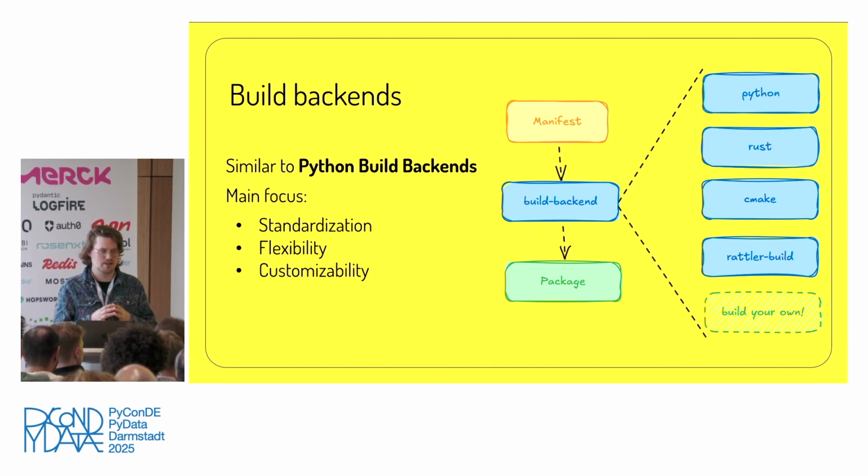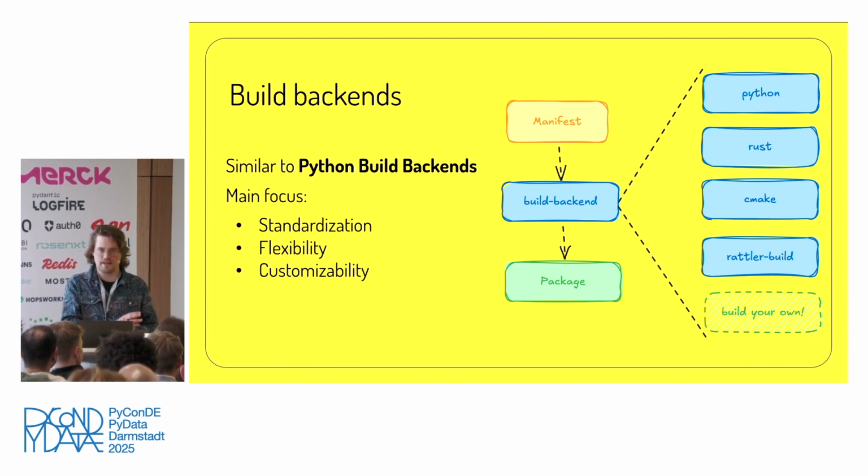What we are doing in Pixie and for Pixie Build is we're creating build backends. And we already have a number of build backends. So we have one for Python, one for Rust, one for CMake, and one for Redla Build that gives you the most flexibility because you can essentially do everything that you can do in a recipe file, you can do in the build backend. The main focus is that we want to make it standardized.